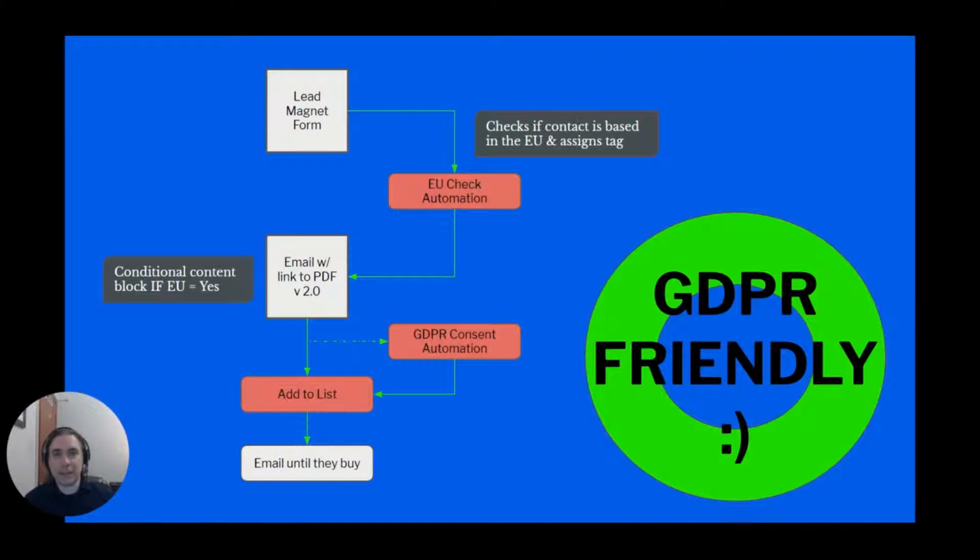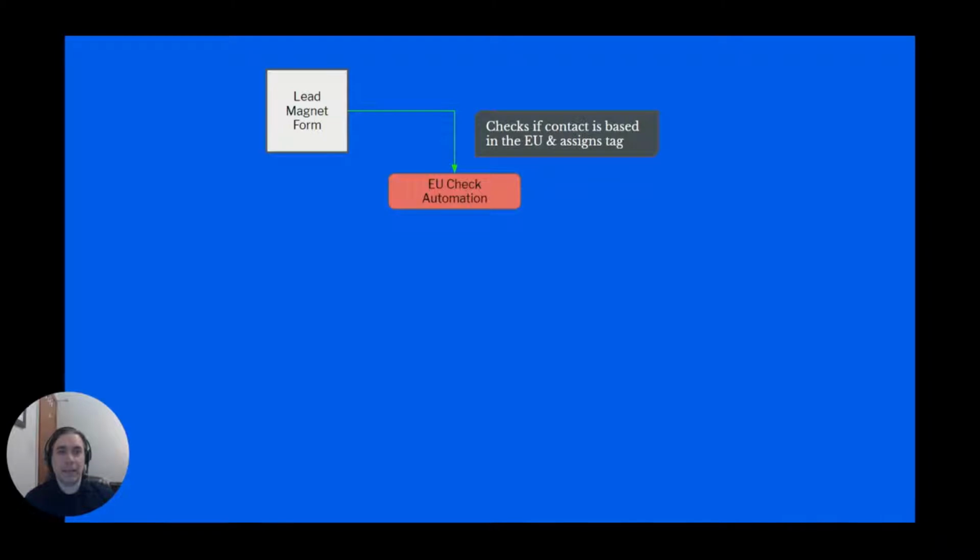Okay, so this is the GDPR friendly version. It's a little bit more complex, but don't worry, I'm going to walk you through all the steps right now. So it starts out just like before. They're on your website, they fill out the lead magnet request form. So now instead of being added to a list automatically, they go into an automation that is checking to see if they are in the European Union or not. Okay, and based on if they are, they will get assigned a special tag.